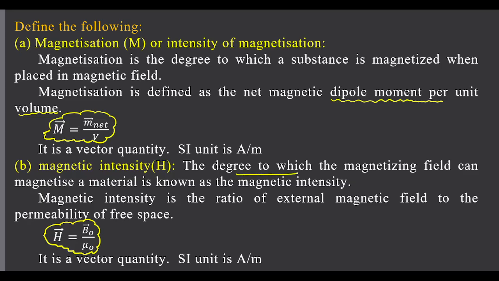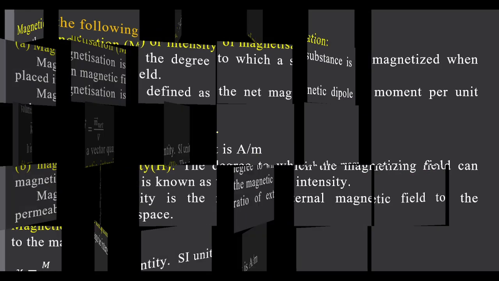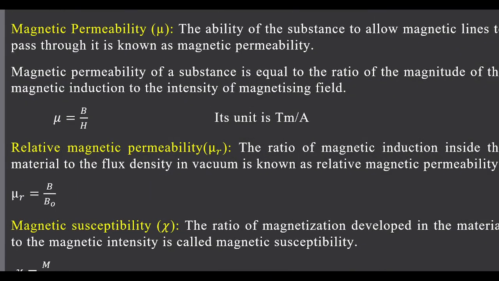It is the degree to which the magnetizing field can magnetize a material, is known as magnetic intensity, and its unit is ampere per meter. Here also the unit is ampere per meter. So try to remember these two formulae. You can note down all these formulae and use them to solve the numerical questions.